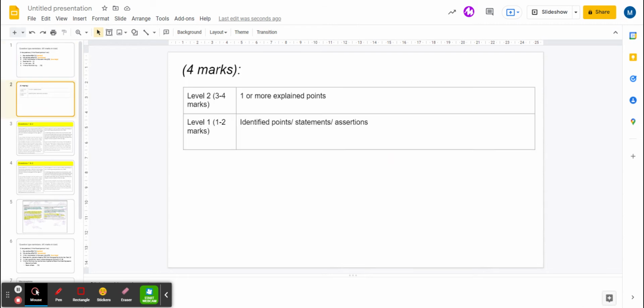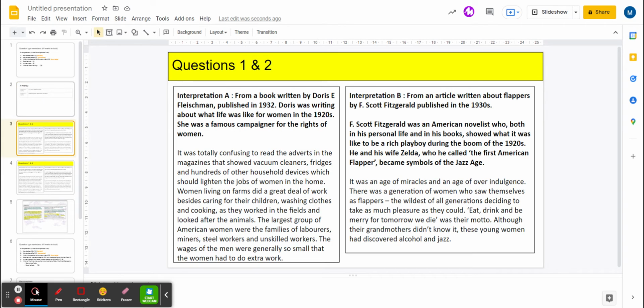You can see that for a level one, you would just be identifying points and making statements about the interpretations. To get into level two, you have to be explaining your answers. So if you identify one difference and you explain that, you can get a 3 out of 4. If you identify two clear differences and explain them both, that's what will get you a 4 out of 4. The interpretations that you're going to be looking at for this example are on the screen.